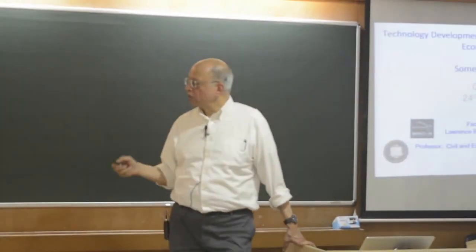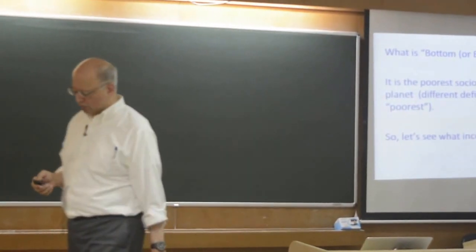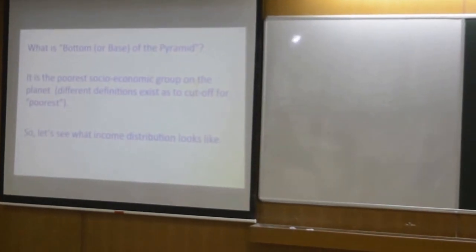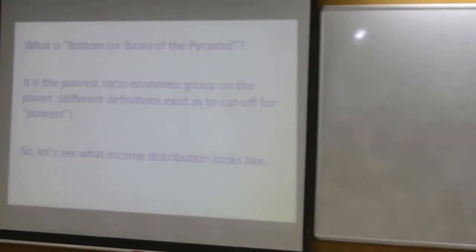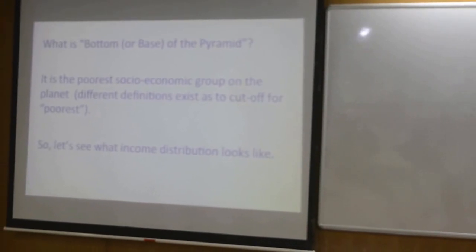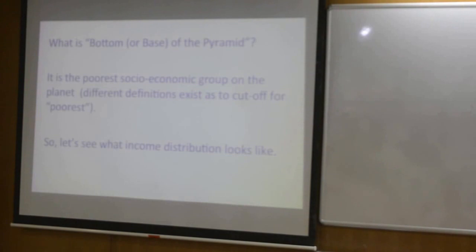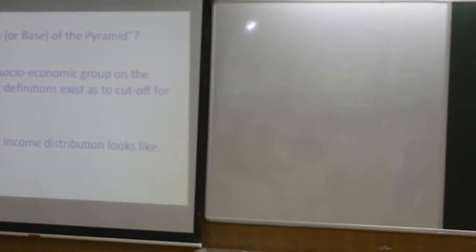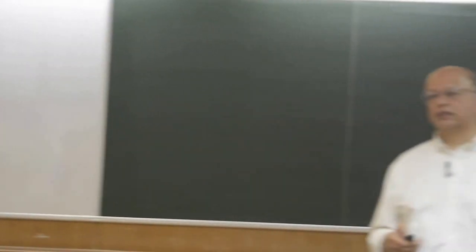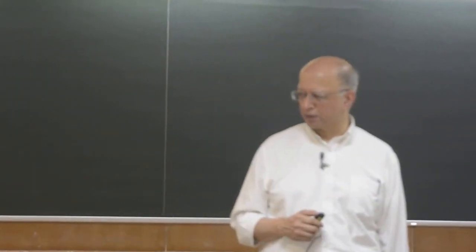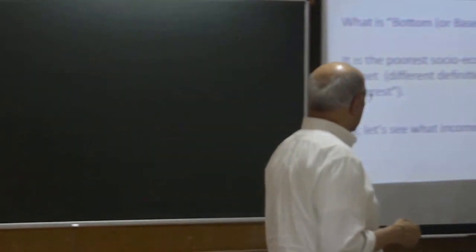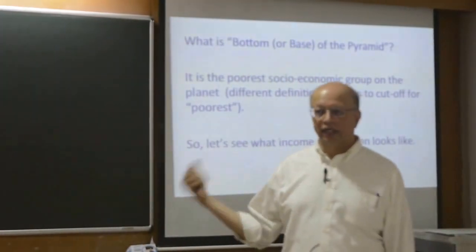So, first of all, what's the base of the pyramid, or so-called bottom of the pyramid, right? It's the poorest socio-economic group, and different definitions exist as to what should be the cutoff. The World Bank says it should be $2.50 of income per person per day, at purchasing power parity, which means you correct for the local prices, about how much that $2.50 will take you. Government of India says the poverty line is 49 or 48 rupees per person per day. That's about 70 US cents. So different definitions exist, but it's clear what the income distribution looks like is the key.